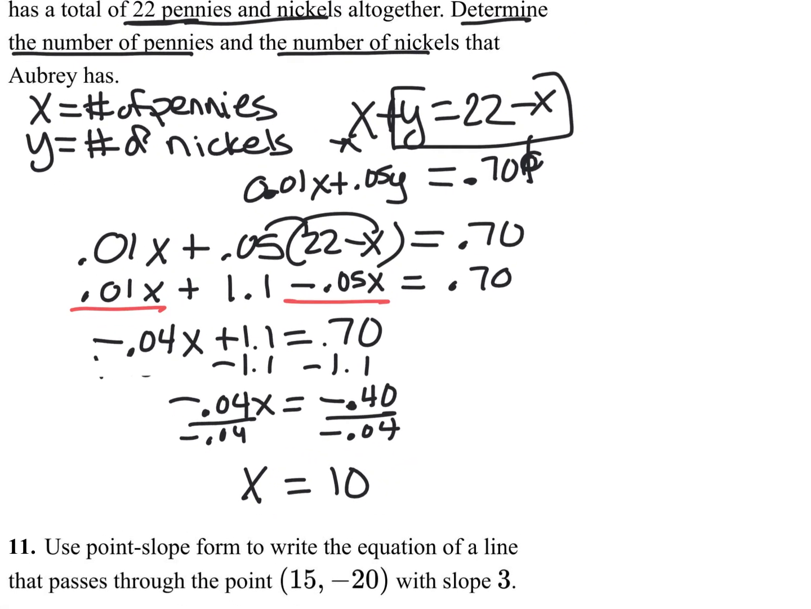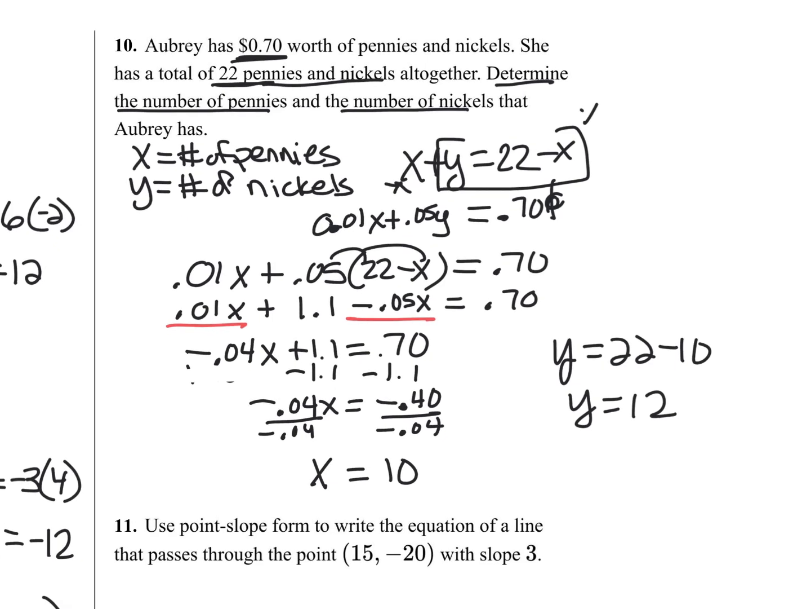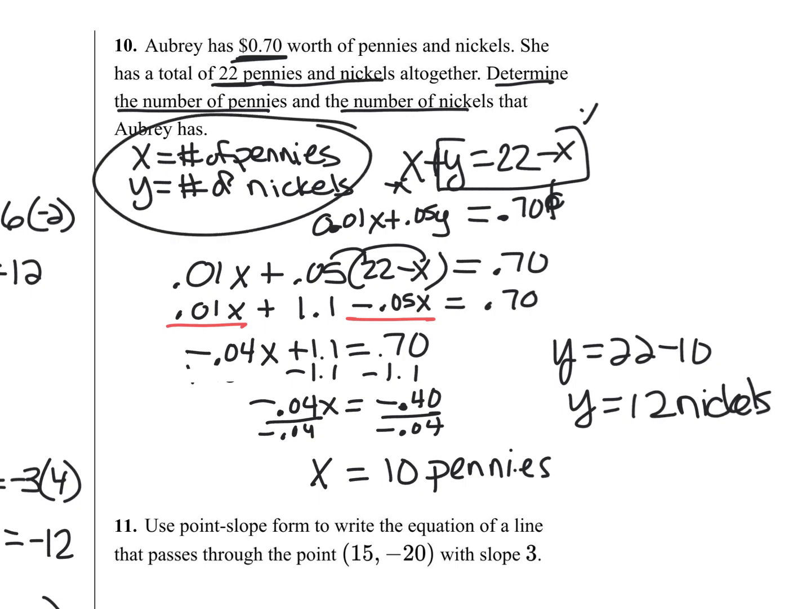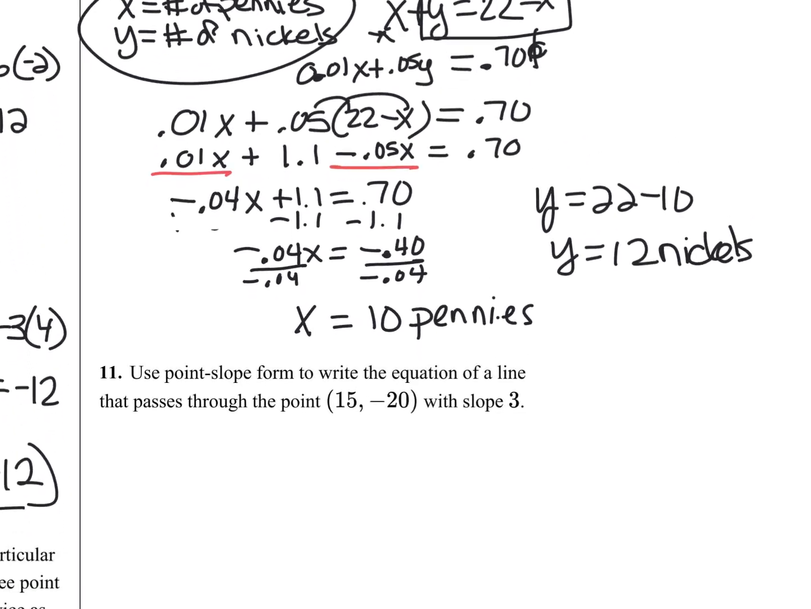All right, so I'm going to go back up here, and I'm going to plug in 10 for x. So y equals 22 minus 10. So y equals 12. So y is the number of nickels. So she had 12 nickels, and she had 10 pennies. Okay. This is why it's so important to write this down, so that when you get through, you know what is what, okay? You can identify it.